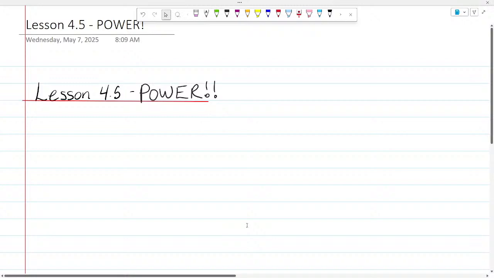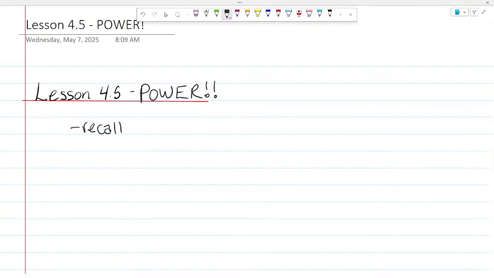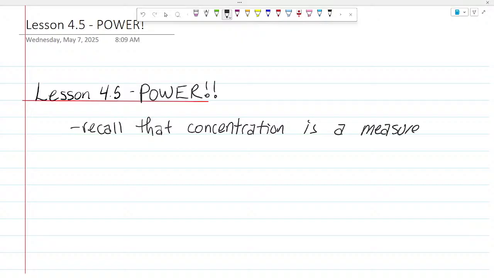So remind me, how do we calculate concentration? Yeah, absolutely right. Concentration measures the amount of solute dissolved in a solvent. And boy, those words really, to me, I find them confusing. So recall that concentration is a measure of the amount of solute dissolved in a solvent.